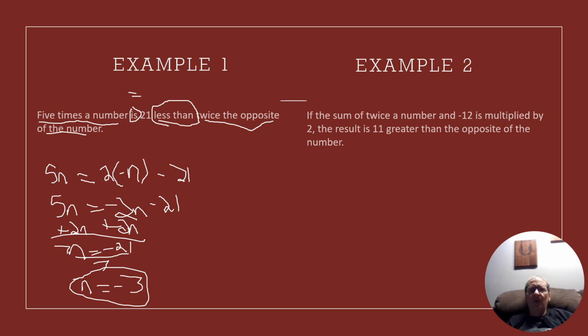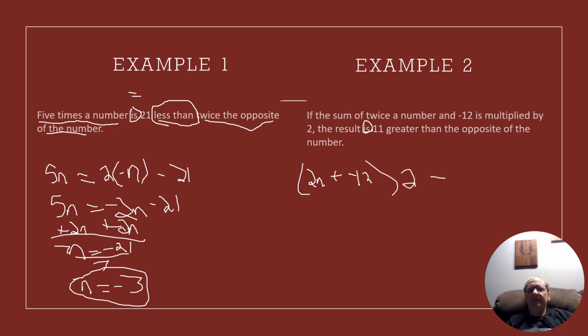If the sum of twice a number and negative 12 is multiplied by 2, the result is, here's my is, 11 greater than the opposite of the number. So all this first part, the sum of twice a number and negative 12 is multiplied by 2. So I'm going to read that. The sum of twice a number, so twice a number, the sum of that, and negative 12, that sum is multiplied by 2. So that means that entire sum is multiplied by 2.